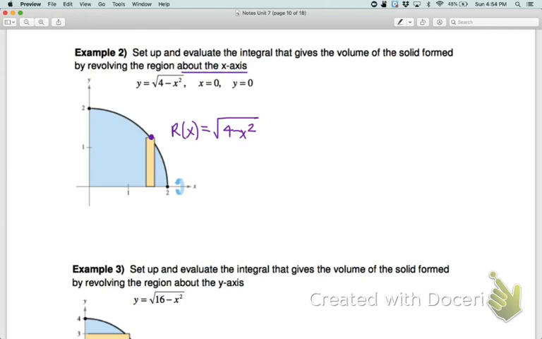Since we are rotating about the x-axis, that tells us our integral needs to be dx. So we want to go from 0 to 2 using our limits of integration this time.